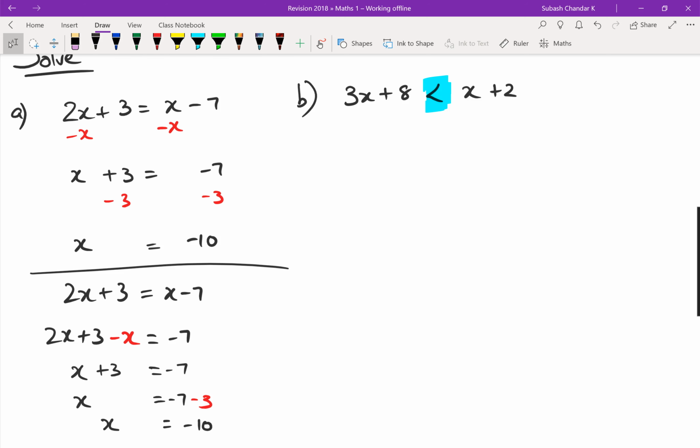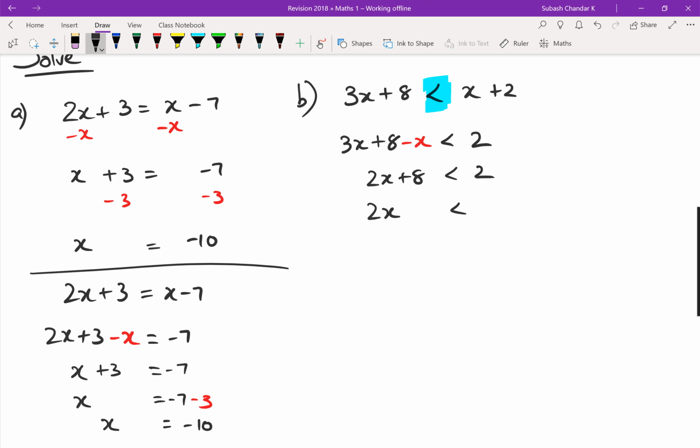So you basically bring x all to the left-hand side. So you've got 3x plus 8. And I want to move this x to the left-hand side, so it's going to become minus x, and that's less than 2. 3x take away x is 2x. So I've got 2x plus 8 is less than 2.